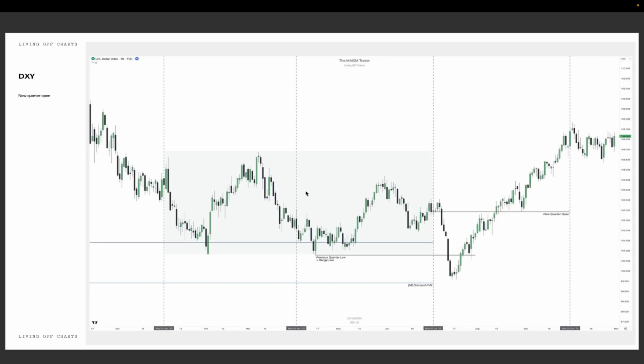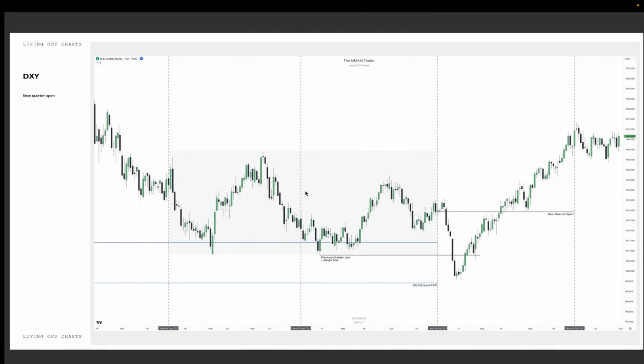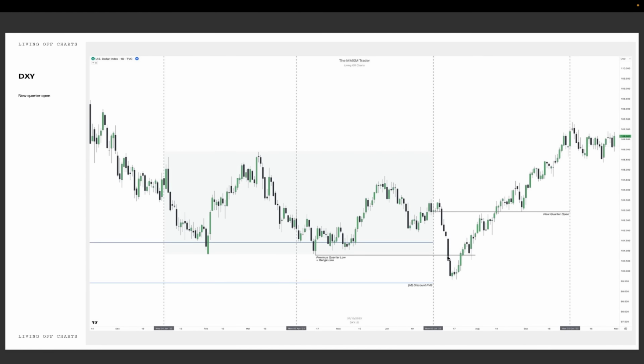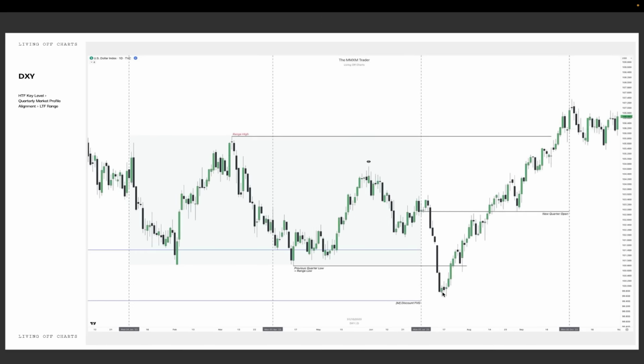So in the new quarter here, this is July, we run below the previous quarter's low into a key level below the opening price, with a consolidation market profile in the previous quarter, the past two quarters here. So then we trade below the low here, below the opening price, and then we look for a lower time frame range to trade off of.